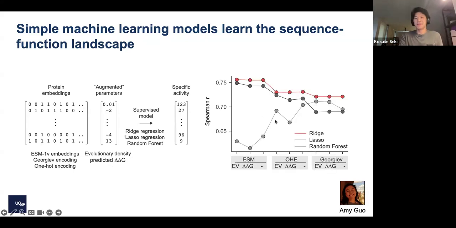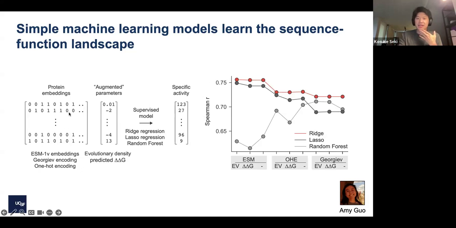And so here are the results of these models. On the x-axis here are all the models and different combinations of embeddings that we tried, and on the y-axis is the Spearman rho correlation coefficient. Interestingly, in terms of the model side, which is in different colors, you can see that just a simple ridge regression model does really, really well on these sequences and achieves an R of around 0.75 in the best cases. So ridge regression appears to be the best way to model these protein sequence landscapes.